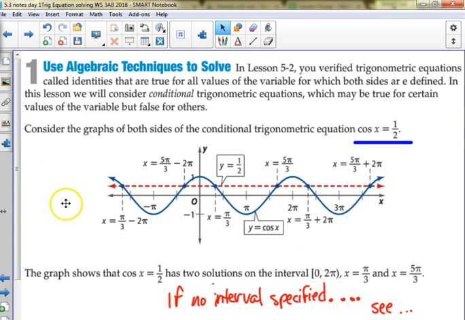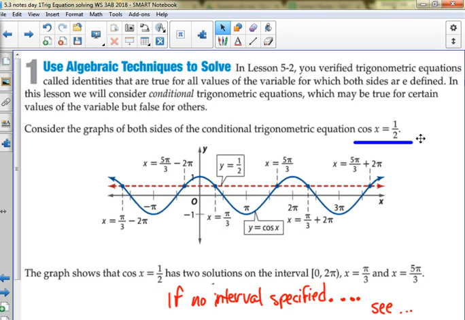All right. It says in lesson 5.2 you verified trig equations called identities. Okay. Now we're going to solve with numbers in them. We're going to have to find the value of x. So this says we're going to solve this equation. The cosine of x equals 1/2. Now, that equation can have infinite solutions, yes? Look at your unit circle. Where's the place that cosine has a 1/2? At pi over 3 or 60 degrees.